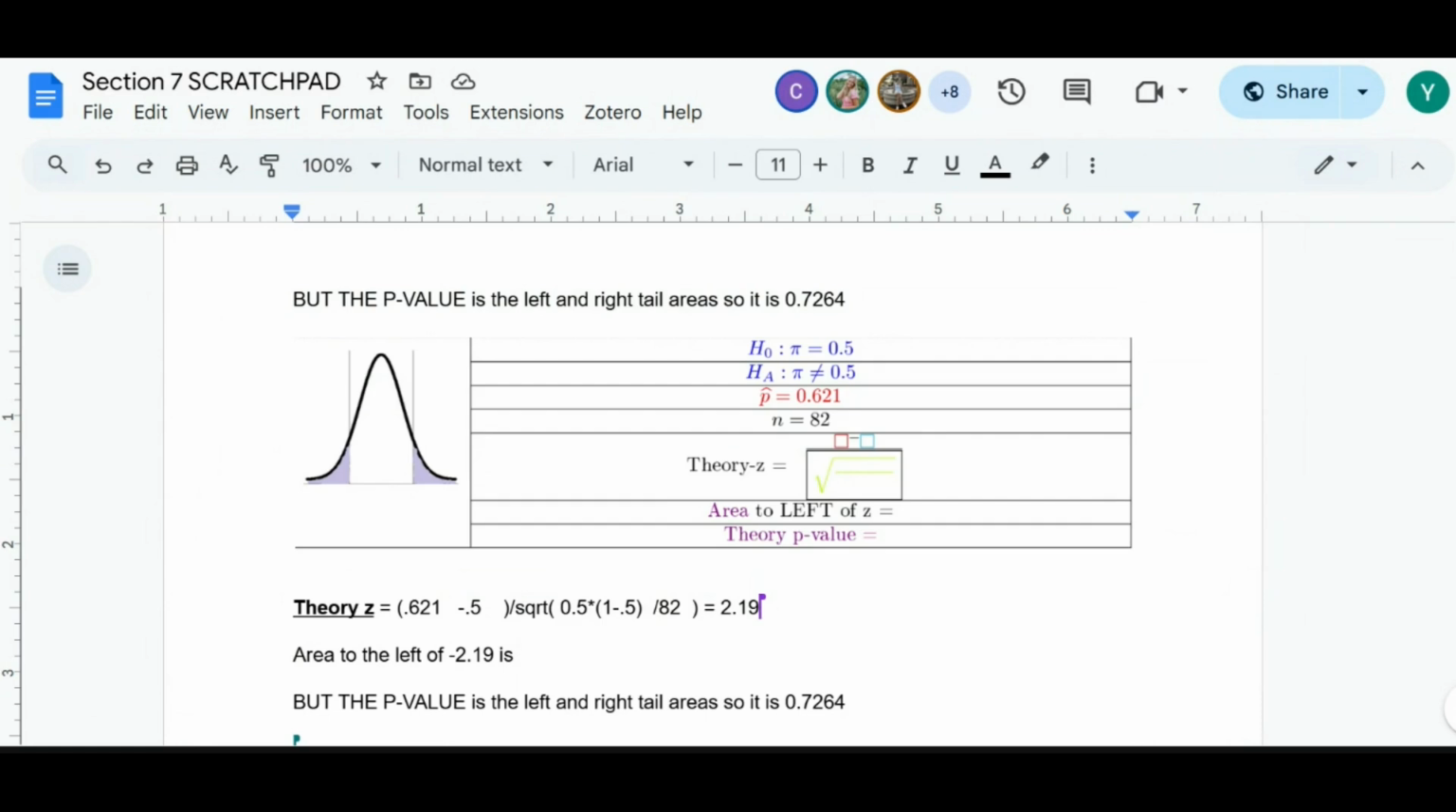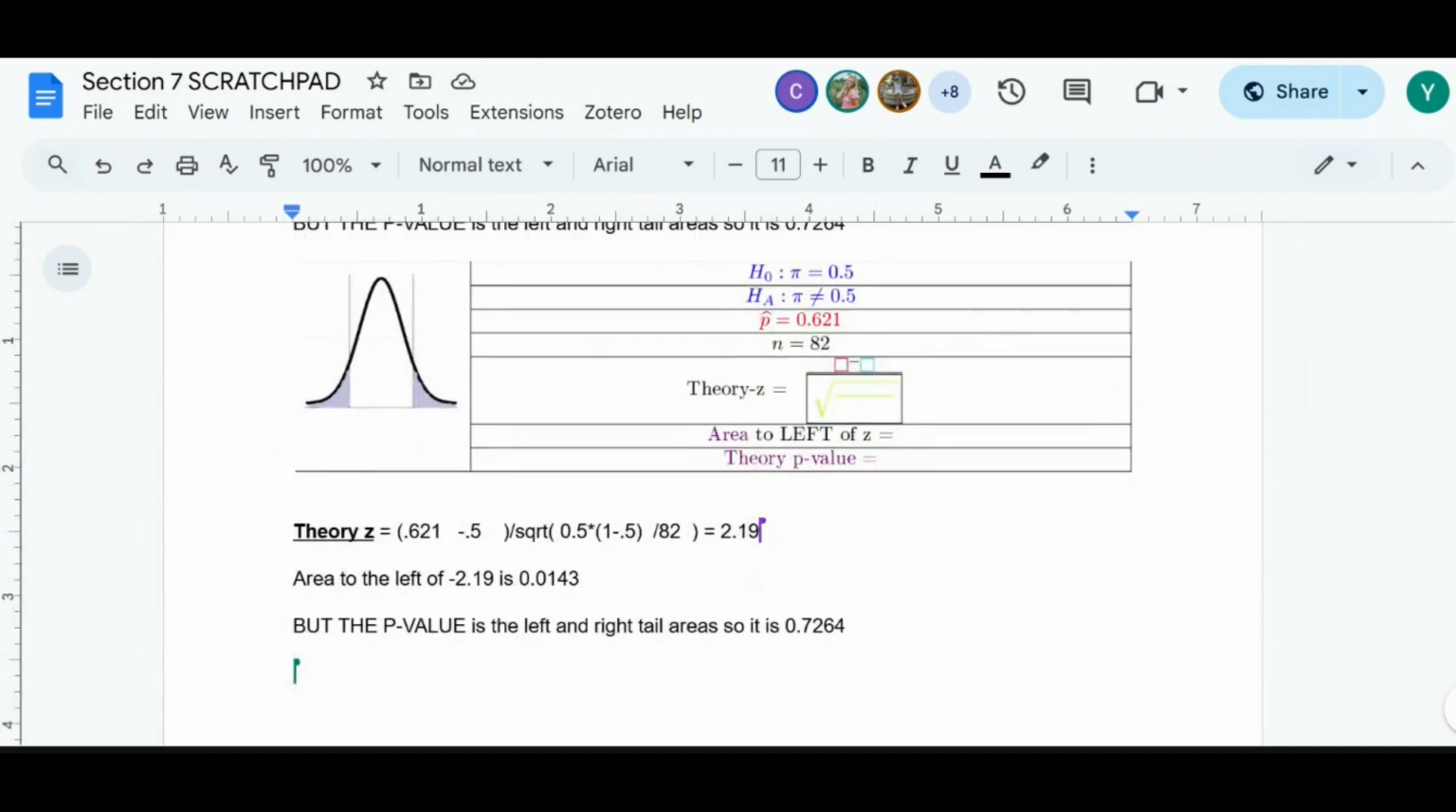Anyone have the answer from the table? Right. 0.0143. Do you agree? Do you all see that? Good. But the p-value is the left and right tail areas. And so what do you need to do? You multiply what by 2? You can show your work, you know.